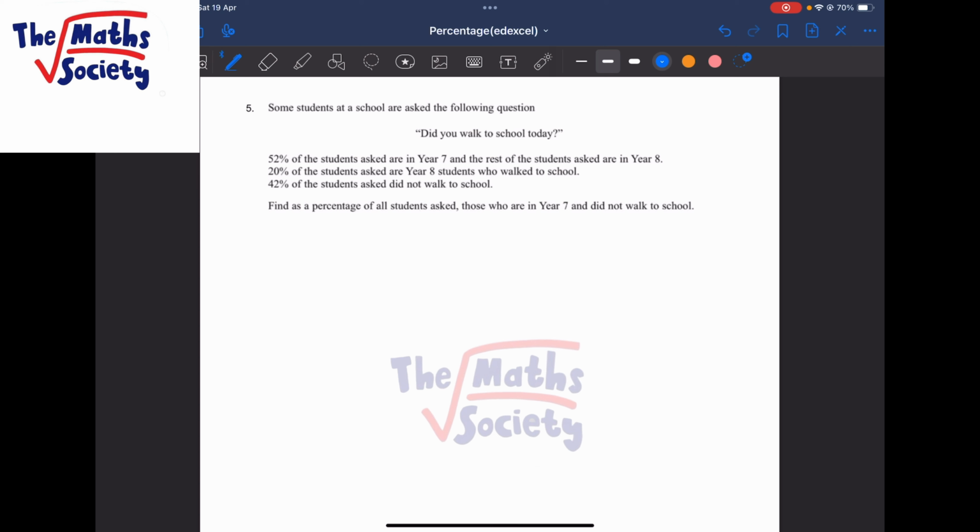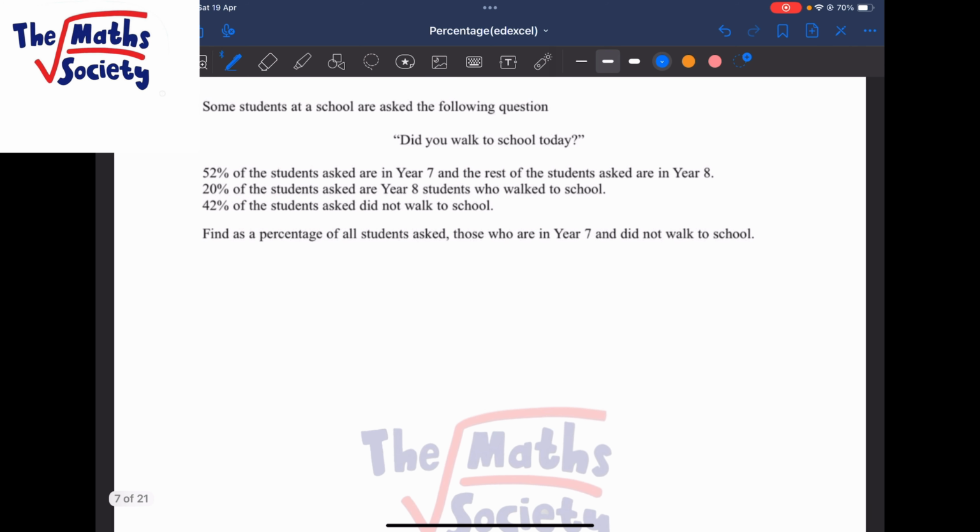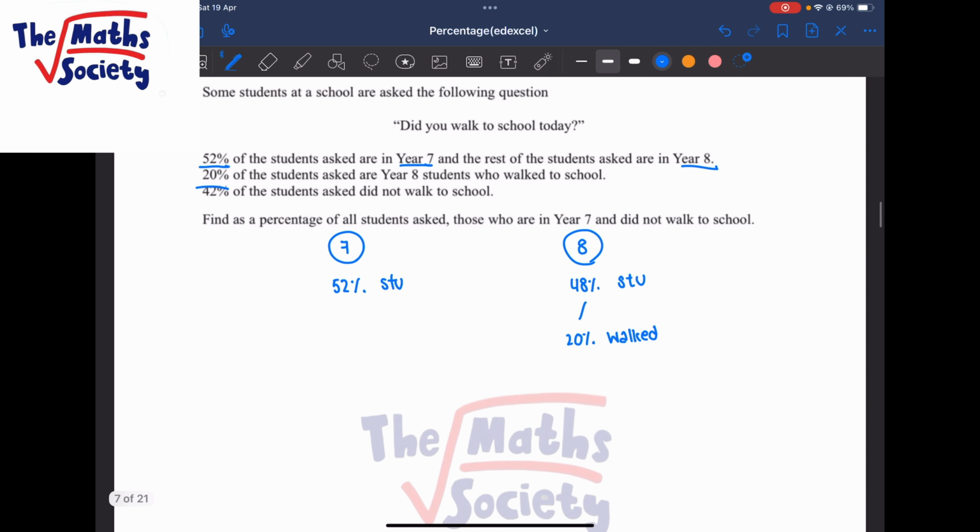Number 5 says that some students at a school are asked the following question: did you walk to school today? 52% of the students are in year 7 and the rest are in year 8. So year 7 is 52% of students. Let me rewrite it again: year 8 would be 48% of students. And 20% of the students walked to school. So we know that the remaining 80% did not walk.